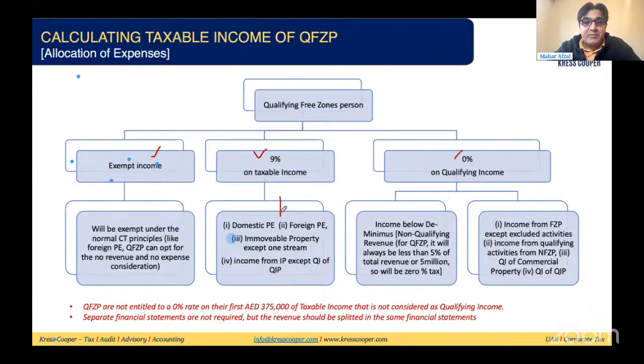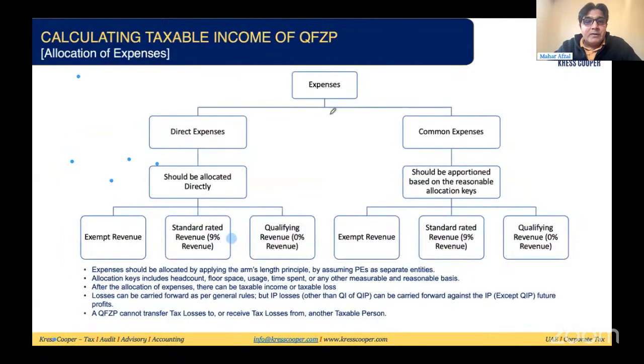This is the four income that we discussed earlier. Where this is non-qualifying income, it should be less than 5% of the total income. We have discussed this. If there are any expenses of the qualifying free zone person, it should be allocated in between the exempt income, standard rated revenue, and qualifying revenue.